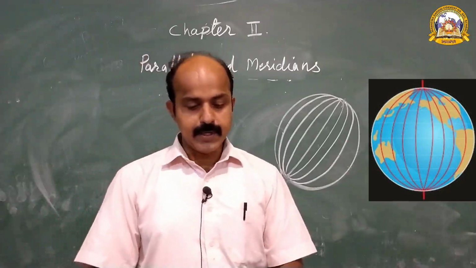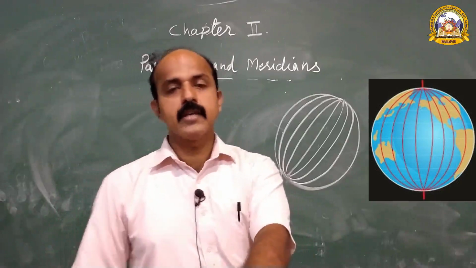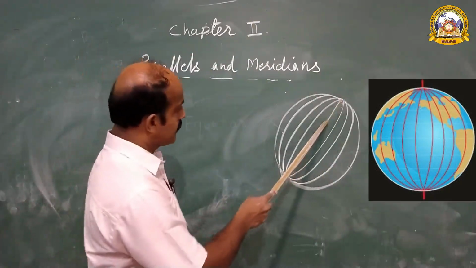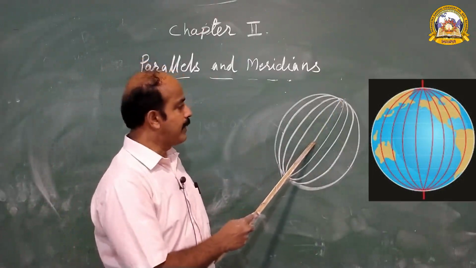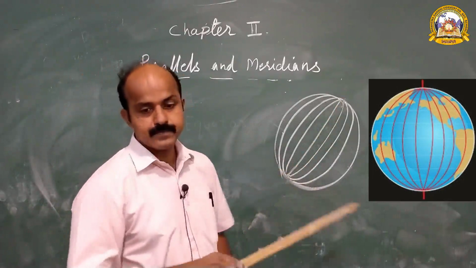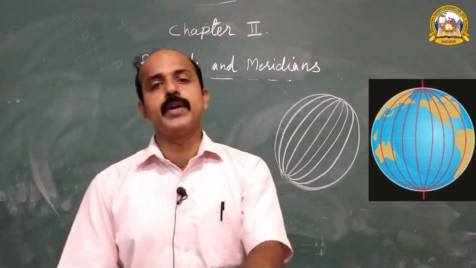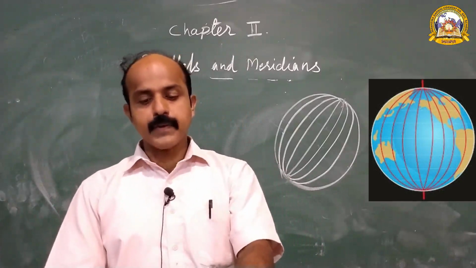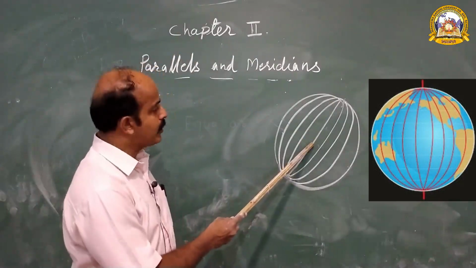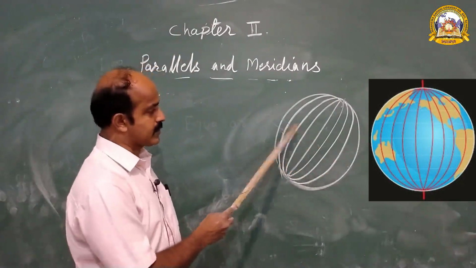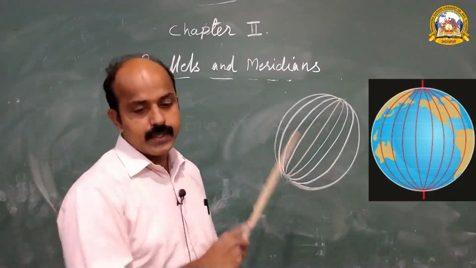meridians. The meridian that passes through Greenwich was marked as 0 degrees and named the prime meridian. You see the middle, this is the prime meridian from which we number the other meridians. Like parallels, meridians are also drawn at intervals of 1 degree. When we go towards the east or towards the west, the next imaginary line will be 1 degree away.